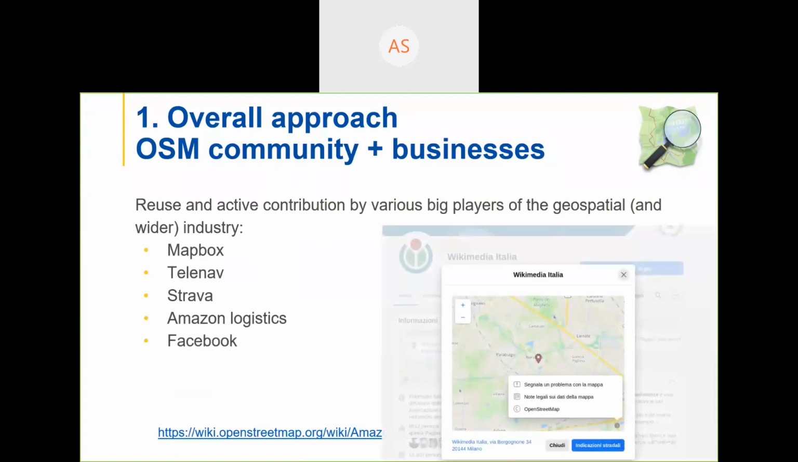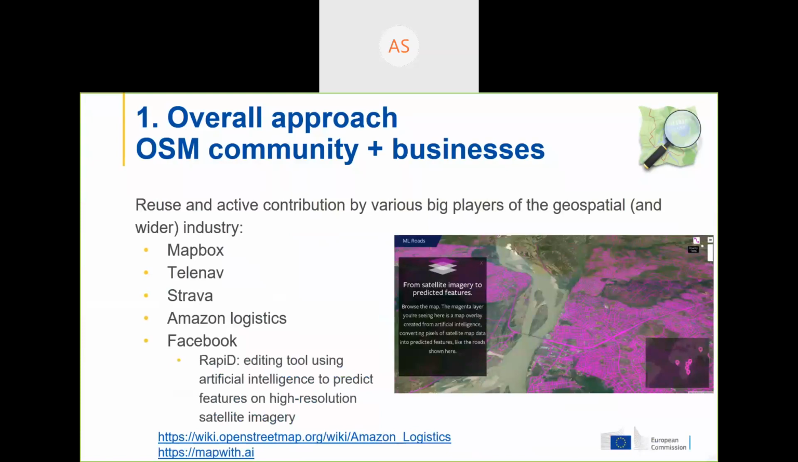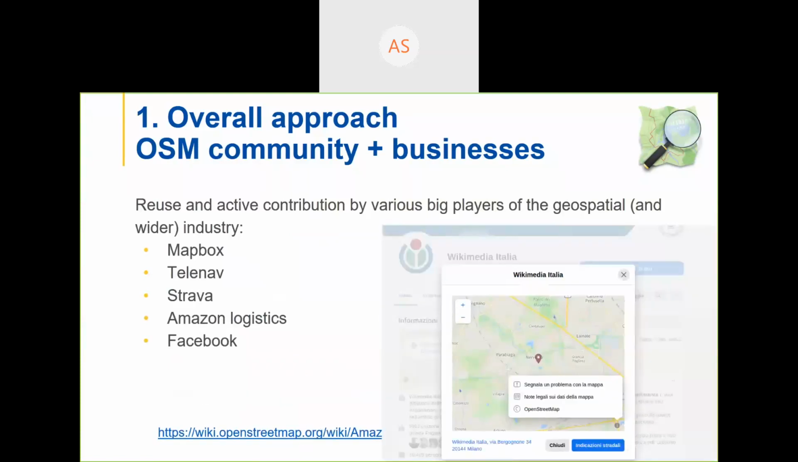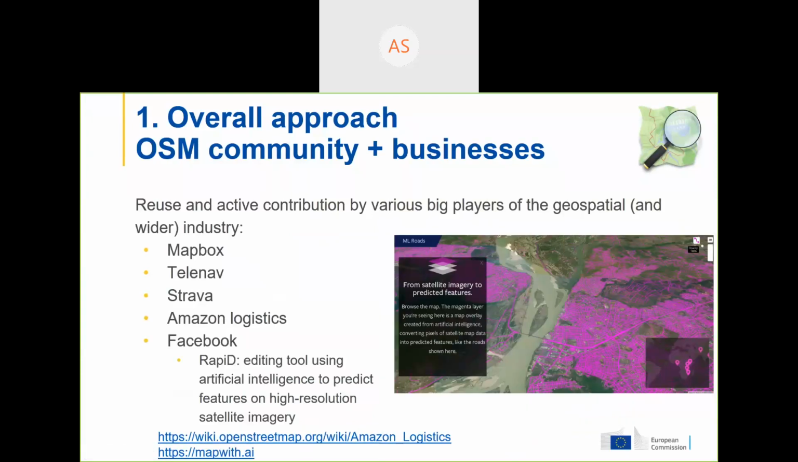And we have Facebook. Maybe you are not aware of this, but the map behind the location in Facebook is OpenStreetMap. If you click on the small eye on the map, you will see the OpenStreetMap attribution. And Facebook is not only using OpenStreetMap, but it's also contributing recently with this initiative, Rapid ID. That's an editing tool using artificial intelligence to create predictions of, for example, streets that can be reused to be included in OpenStreetMap.